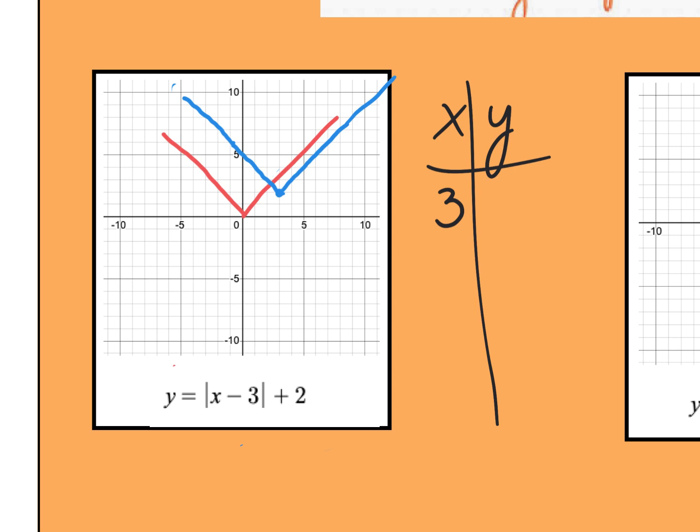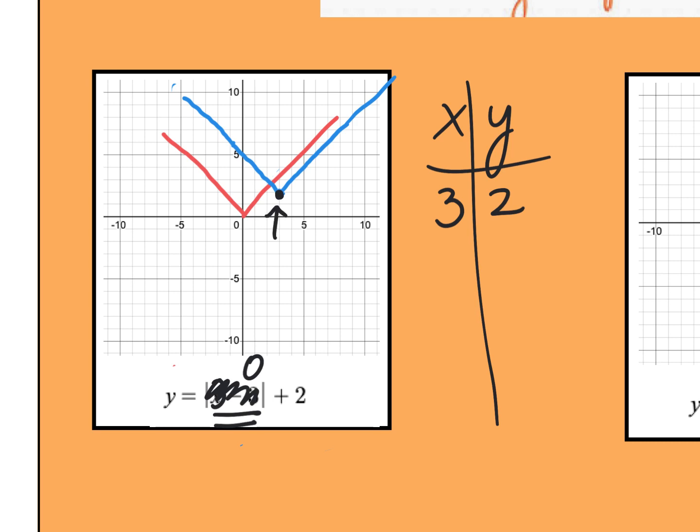All right, so Nora, I stick a 3 in this function and tell me what happens. An absolute value of 0 is still 0 plus 2. 3 plus 2. Oh, my bad. Dang it. Okay, you're right. It's 0 plus 2, which is 2. All right, so 3 comma 2. And let's look. There it is. That's the dot that we just made. It was on the graph.